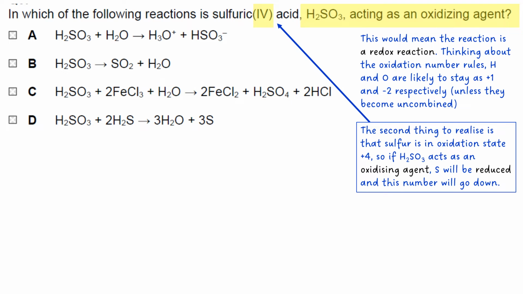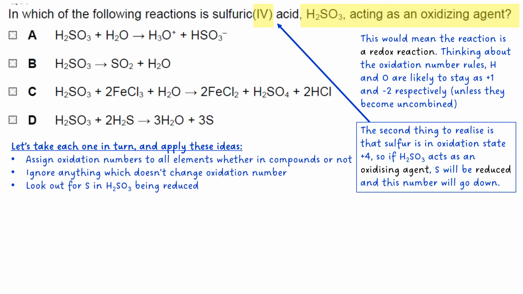So the sulfur is in the oxidation state +4 in sulfurous acid. So if H2SO3 is acting as an oxidizing agent, then sulfur will be reduced and this number will go down. So +4, that is. So this is the technique we need to apply to each of the 4 equations.